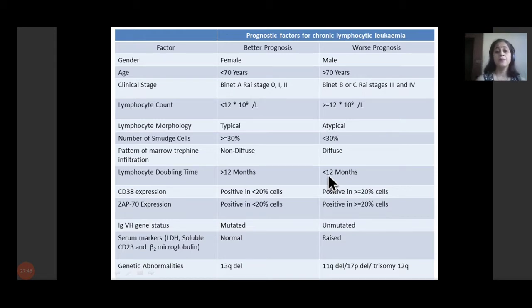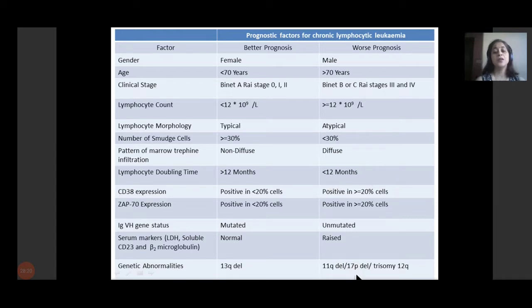ZAP70 expression, again, is poor when the positivity is seen in more than 20% of cells. IGVH gene mutation is considered to be a good prognosis, as I told in my previous slide, whereas it is worse when it is unmutated. Serum markers like LDH, CD23, and beta-2 microglobulin, if normal, it's a good prognosis. When they're raised, it's a very poor prognosis. Genetic abnormalities like 11q deletions, 17p deletions, and trisomy 12 are poor prognosis.